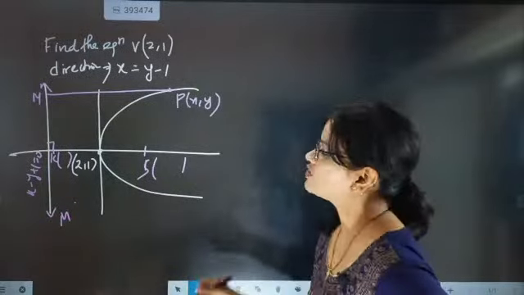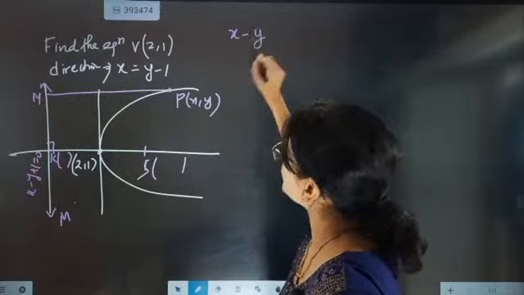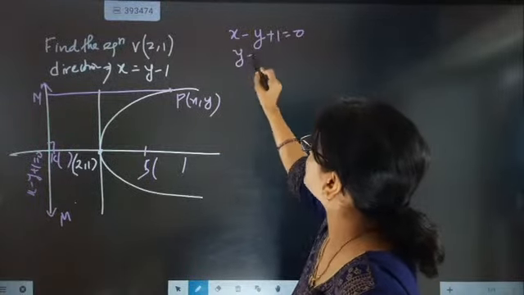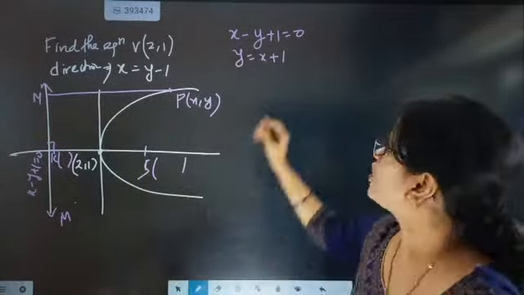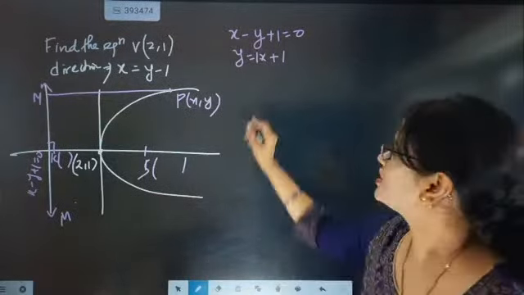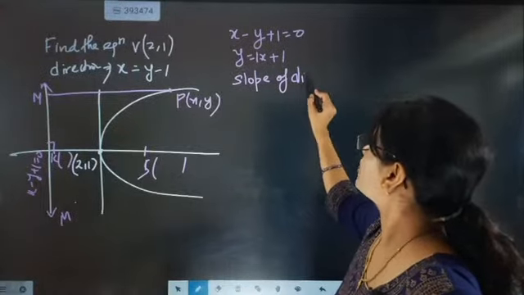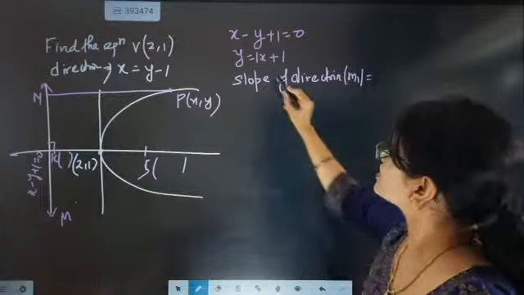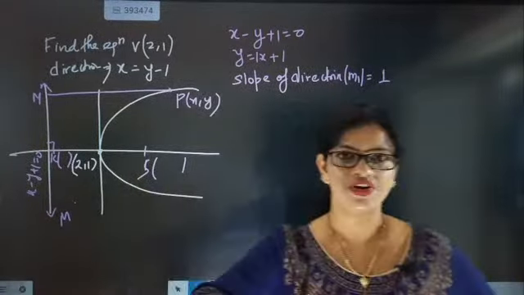So what is the equation of directrix given to me? It is x minus y plus 1 equal to 0. That means y will be equal to x plus 1. Coefficient of x is 1. So slope of directrix, let us take it as m1, it is coming as 1. Now slope of directrix and slope of axis, they are perpendicular to each other.